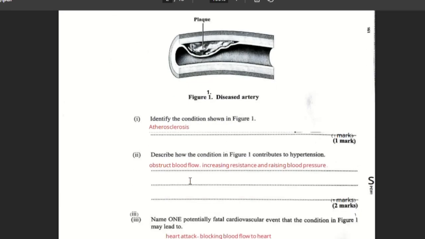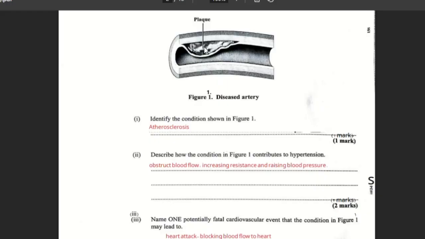The second question says, describe how the condition in figure 1 contributes to hypertension. This plaque within the artery is obstructing blood flow, and it's going to increase resistance. When the blood is having a harder time moving through, it is going to raise the blood pressure. So that's how we get hypertension.